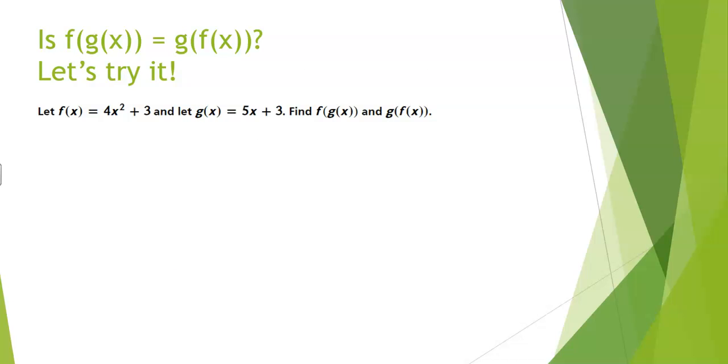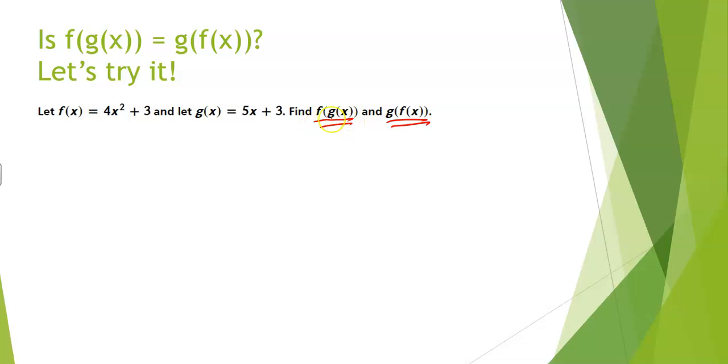All right, this one is a little more complicated because I want to find out if f of g of x is the same thing as g of f of x every single time. We might find out later that there is a situation where that's true, but let's try it here to see if it works on these two particular functions. So I kind of just pick some random functions.